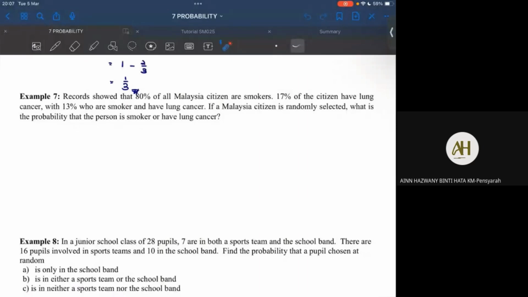Okay, so this is basic question. Kalau kita tengok dekat sini dia kata record show that 80% of Malaysian citizens are smokers. 17% of the citizens have lung cancer, with 13% who are smoker have lung cancer. So dua benda yang kita ada dekat sini ialah smoker, dua event kita ialah smokers, and then kita ada lung cancer. Kita guna C lah.